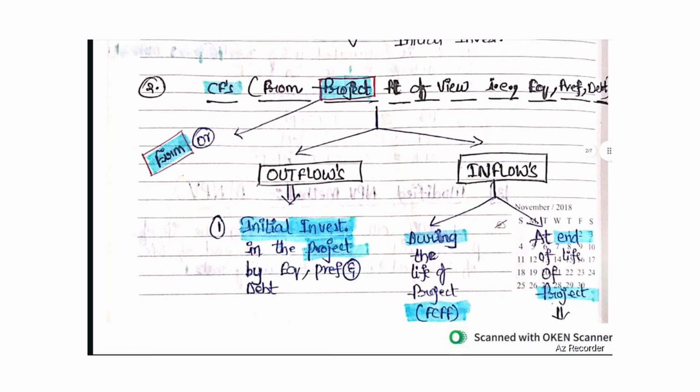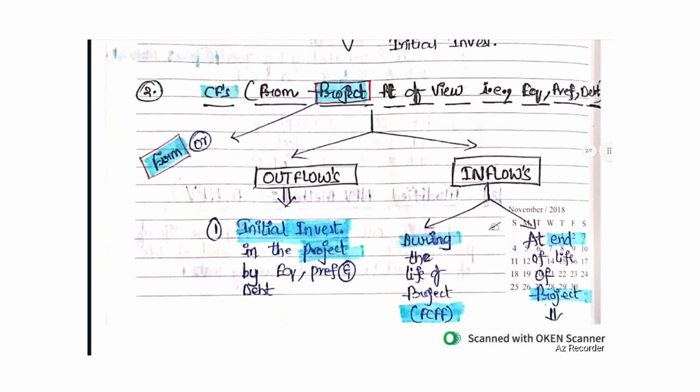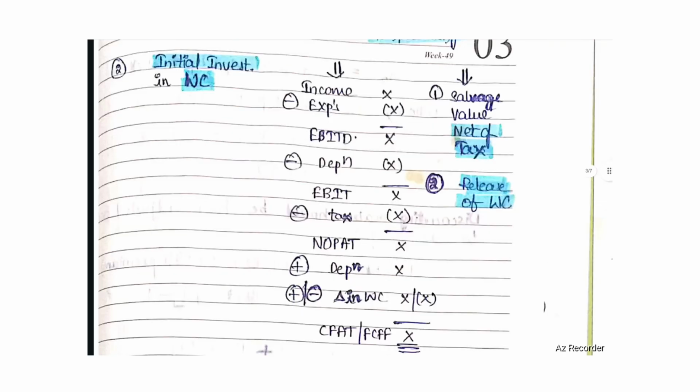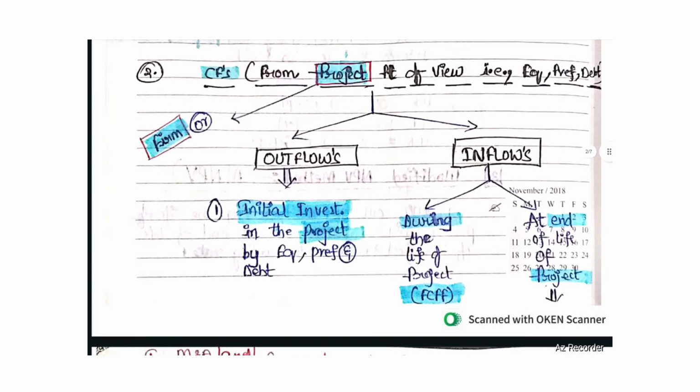Next, cash flows from project point of view, that is equity, preference, debt. Project or firm's point of view. Cash flows are of two types, outflows and inflows. Outflow means initial investment in the project by equity, preference, debt and initial investment in working capital. Next, cash inflows. Cash inflows can be during the life of the project, that is future free cash flows to the firm, or at the end of the life of the project.